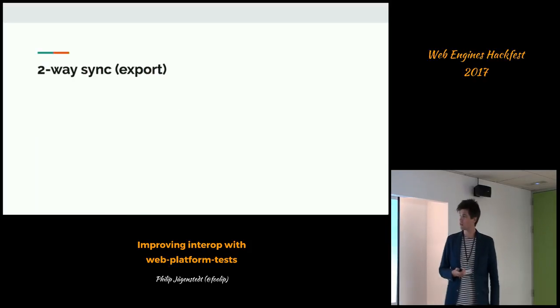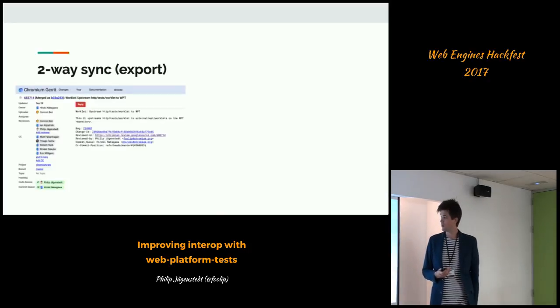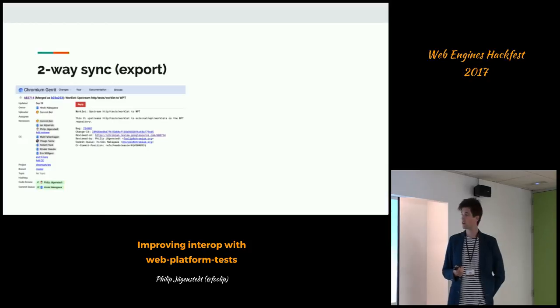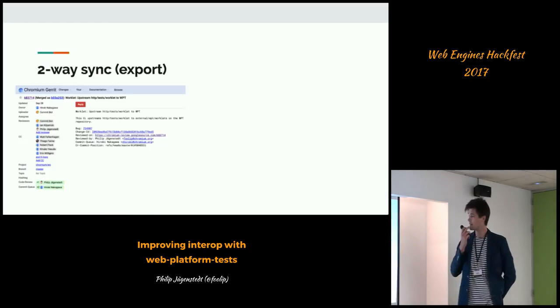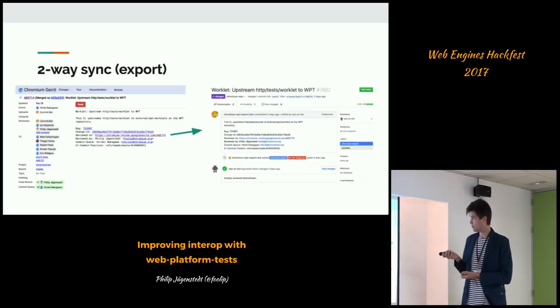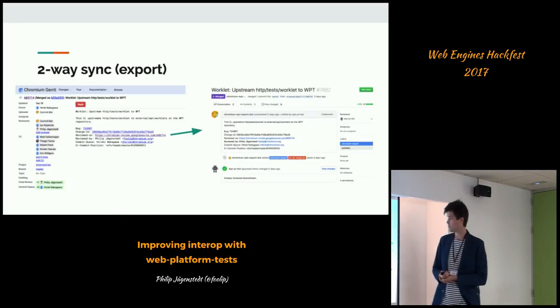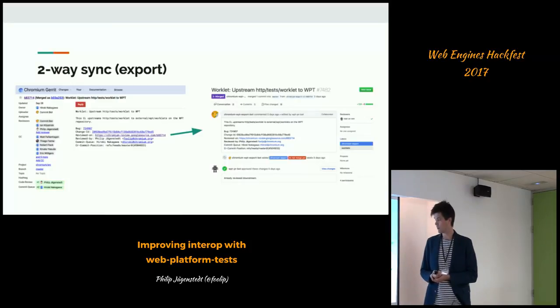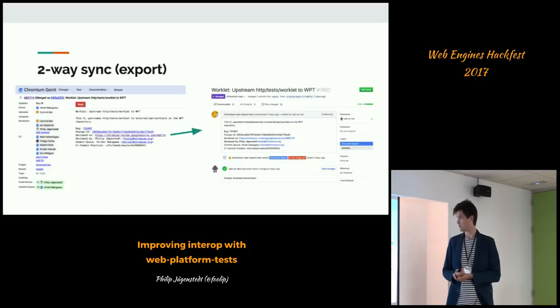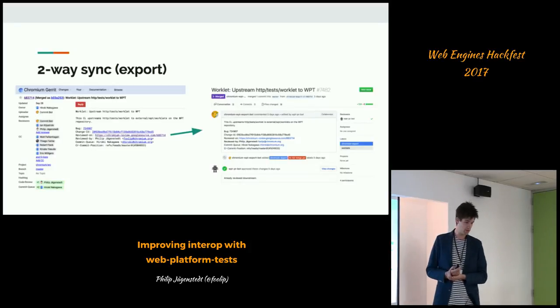Here's the way it works, just a demo with export. This is a change from a few days ago. Someone was moving some tests within the Chromium tree from one directory to another, to have those show up in the web platform tests. And a bot created this PR, waiting for the tests to run, and then merged automatically within a few hours.